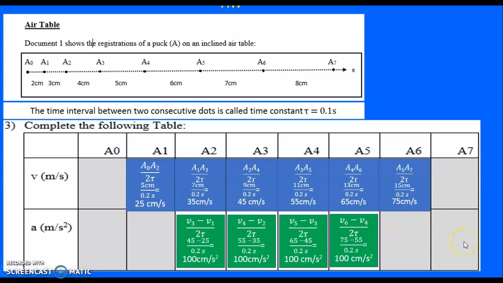And similarly for the acceleration at T7, I need V8 and V6, V8 after it and V6 before it. V6 is given, but we don't have any information about the position after A7, so we cannot calculate the instantaneous acceleration at T7.